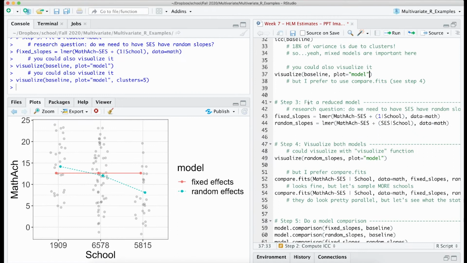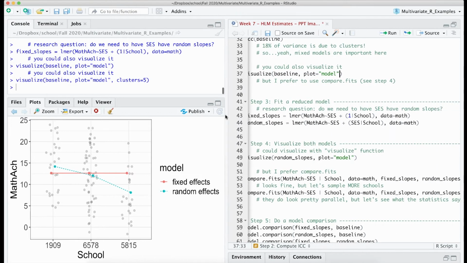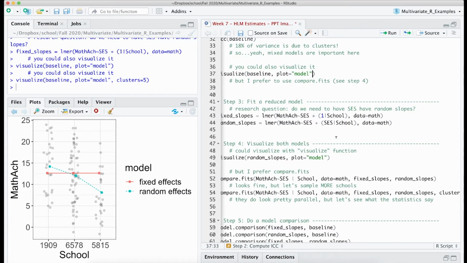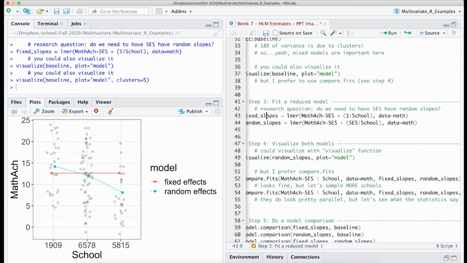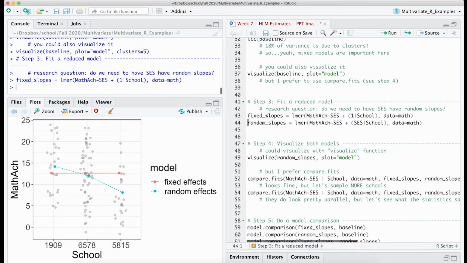Nice. Now that we've done the baseline model, we want to look at our substantive models. Let's say that our substantive model is stated right here, let me move it over so I can read it. Do we need to have socioeconomic status have a random slope? It's a good question. We know we want to put socioeconomic status in the model. Do we want to model it as a fixed effect or as a fixed and random effect?